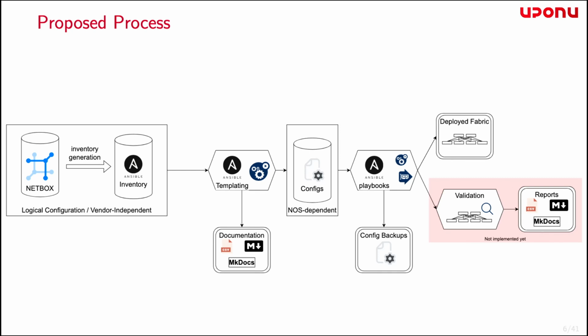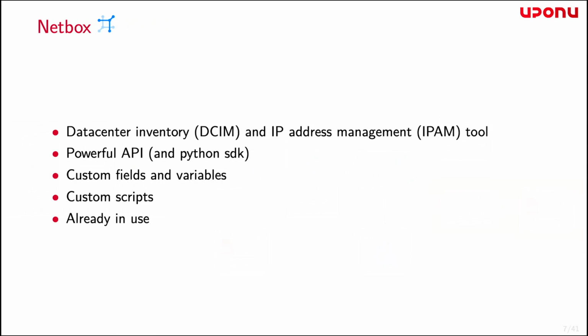In this step, we can also do the configuration backups. The next step, which we are currently working on, is also to do a complete validation of the fabric, check if each cable is connected correctly and the endpoints are correct, access routes are correct, etc., and then also generate reports on this. This is not completely implemented yet, since we are still working on it, but with this pipeline we would be able to do this.